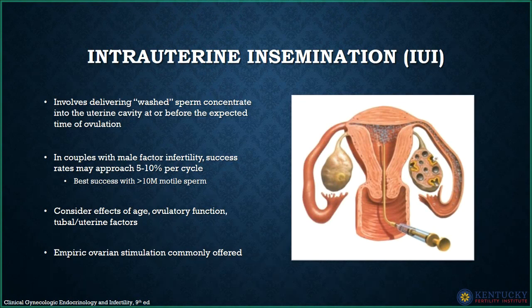And of course, when we're evaluating couples for IUI, we need to consider other effects of age, tubal factor, and uterine issues. There's not going to be only one factor that we need to consider in a given couple's care. We'll commonly offer empiric ovarian stimulation to add a little extra push to the ovary, potentially leading to multiple follicular recruitment with this treatment, although we have to be careful with multiple pregnancy anytime we're doing that for these patients.